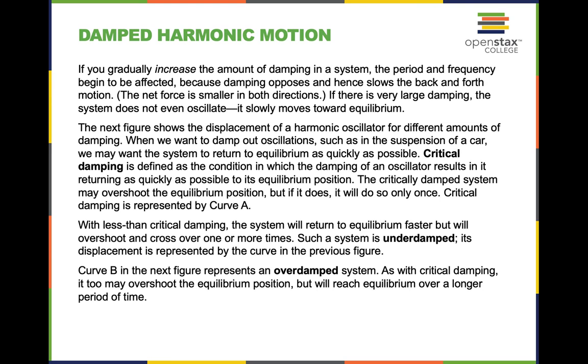When we want to damp out oscillations, such as the suspension of a car, we may want the system to return to equilibrium as quickly as possible. Critical damping is defined as the condition in which the damping of an oscillator results in it returning as quickly as possible to its equilibrium position. The critically damped system may overshoot the equilibrium position, but if it does, it will only do so once. Critical damping is represented by curve A.